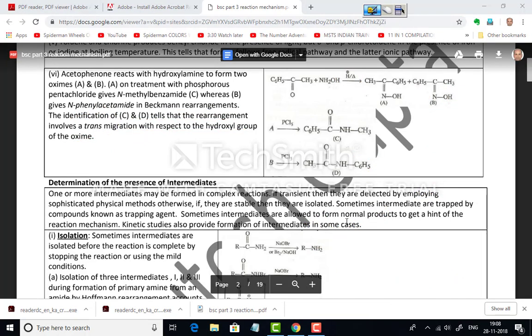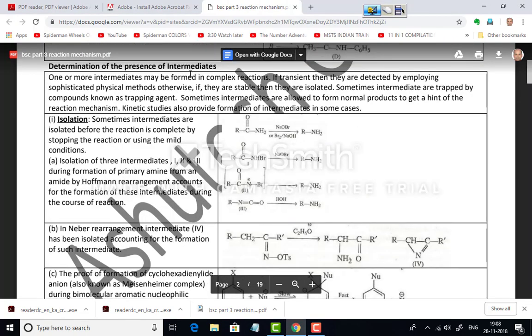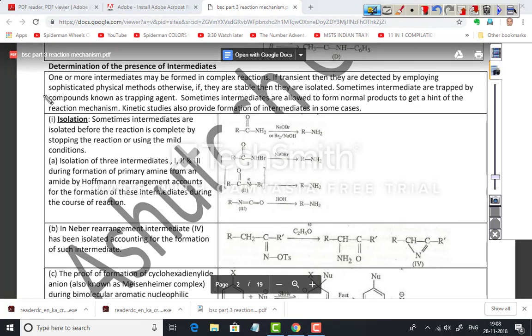Let's move forward, and we have the determination of the presence of intermediates. We already know how to identify the products and what information we get out of it. But now we come to the determination of the presence of intermediates. One or more intermediates may be formed in a complex reaction. If transient, they are detected by employing sophisticated physical methods. Otherwise, if they are stable, they are isolated.